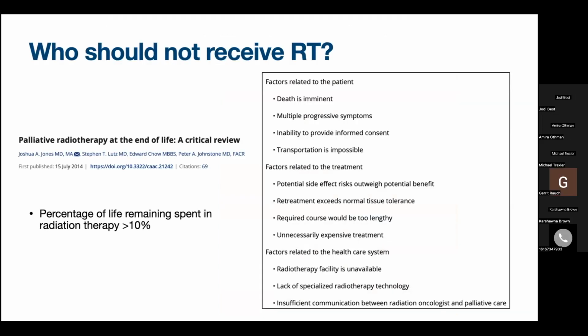So maybe one of the discussions that we should be having is who should not receive radiation therapy. And there are several factors that may be relevant. If death is imminent, the patients are probably going to be passing within that 30 to 45 day window where they're not going to get the benefit from the radiation therapy being delivered, because we're at that 4 to 6 weeks, depending on what the symptoms are that are trying to be alleviated with the radiation therapy. If there's multiple progressive symptoms and radiation is only going to be able to target really one of them, then that's probably not going to be the high-yield way for a patient to spend their last days.